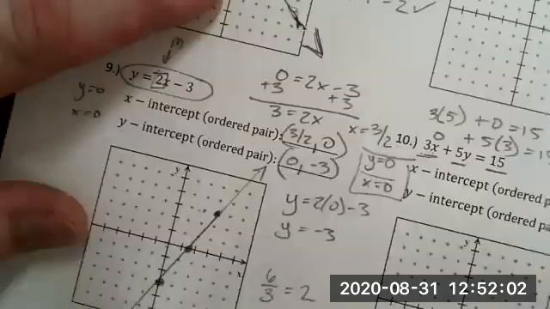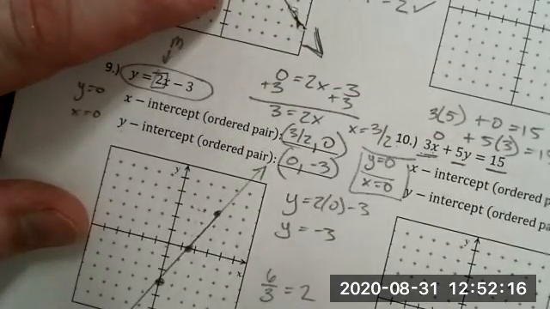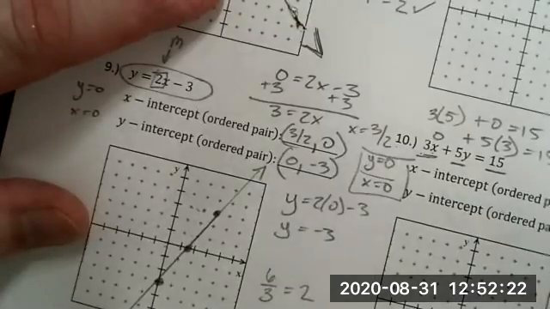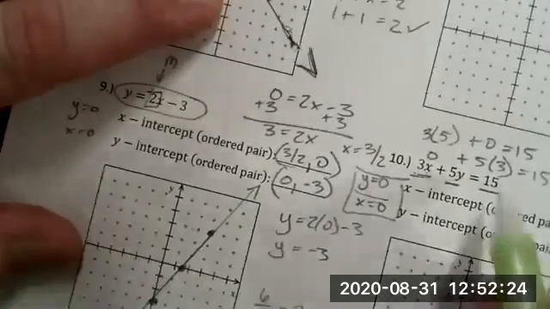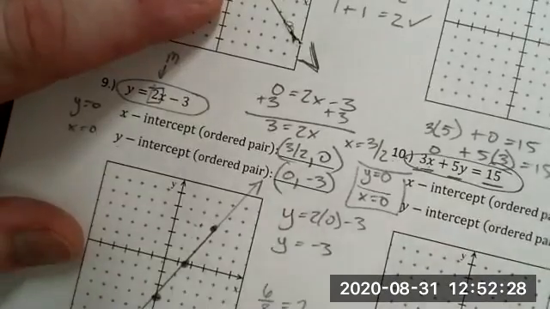3x plus 5 times 0 is 15. So 3x is equal to 15. So x is equal to 5, comma 0 is our solution. 3 times 0 plus 5y equals 15. So 5y is equal to 15. So y is equal to 3. And I hope everyone sees that pattern going forward. 5 comma 0, 0 comma 3.